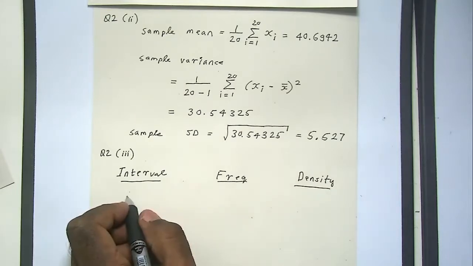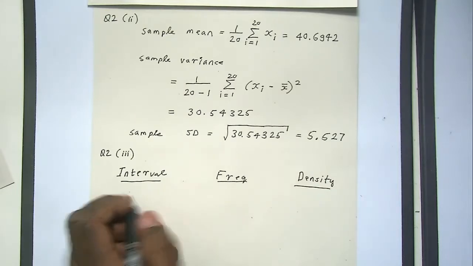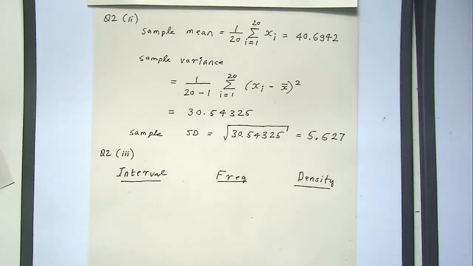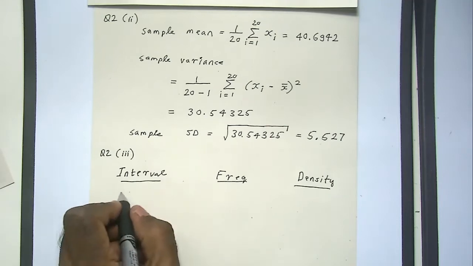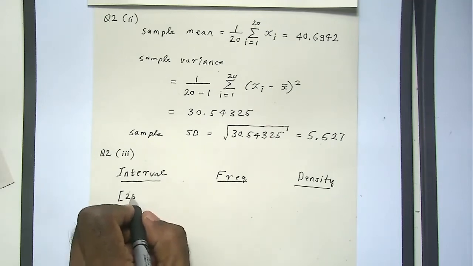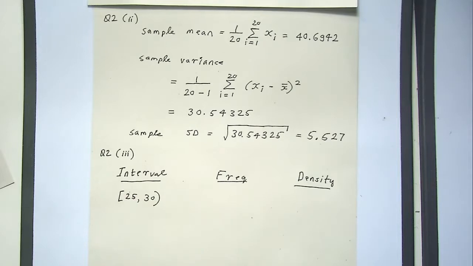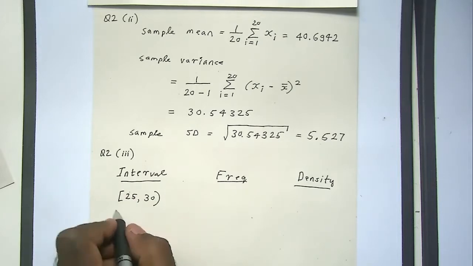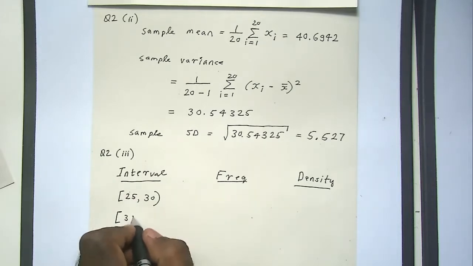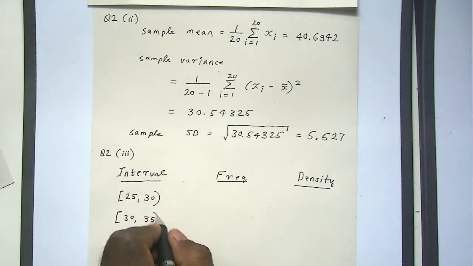So we're going from 25 to 55 in steps of length 5. The first interval will be 25 to 30, and the next one will be from 30 to 35, 35 to 40.